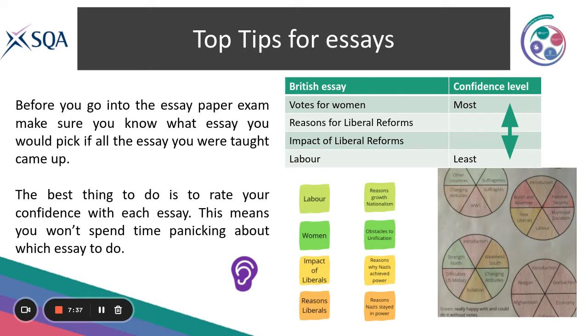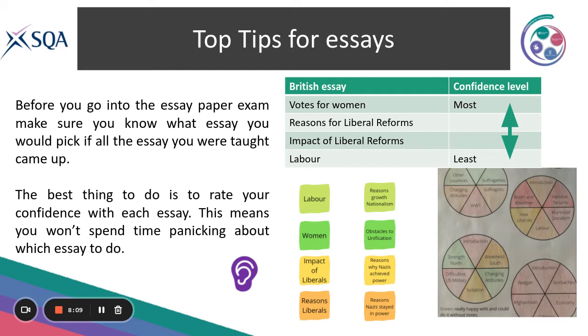The green table, some pupils might do this. They might rank it from most to least confident. In this case, this pupil has learned 4 essays. Some schools this year are only doing 3 essays, and that's totally fine, per British section or per World section. This other pupil has done it in little fake post-it notes. They've ranked it Labour, Women, Impact of, Reasons for Liberals, and they know that the light green one is the best one, and if that comes up, that's the one they're doing.